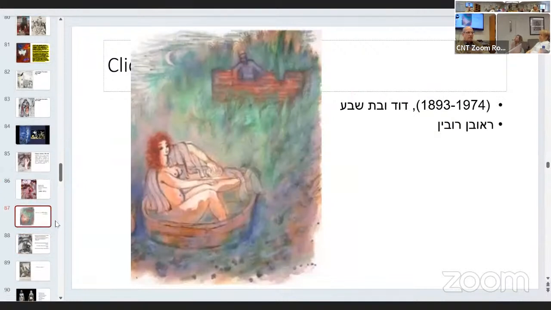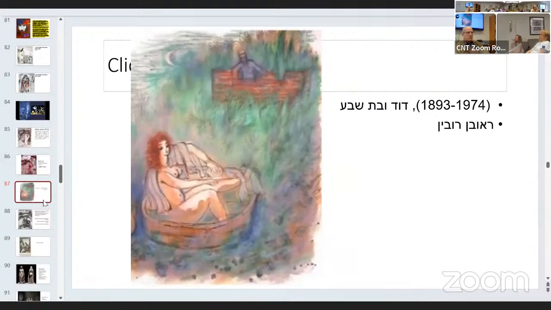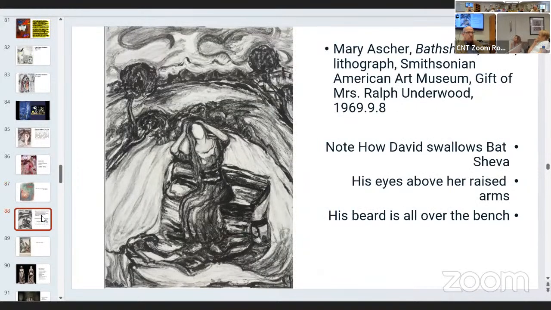Rubin, a very famous Israeli painter, David and Bathsheba. Here's David. And is this the hand of Bathsheba, or the hand of the maid, or the hand of Uriah? It's not very clear, but she seems like an innocent girl bathing, which is also very interesting.